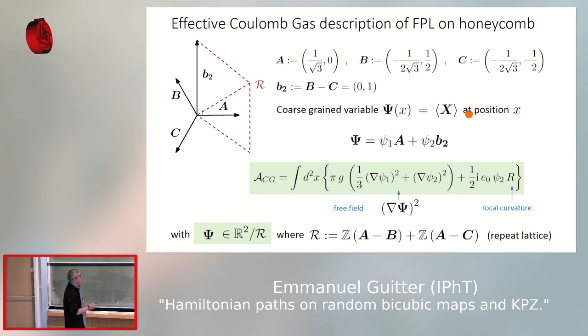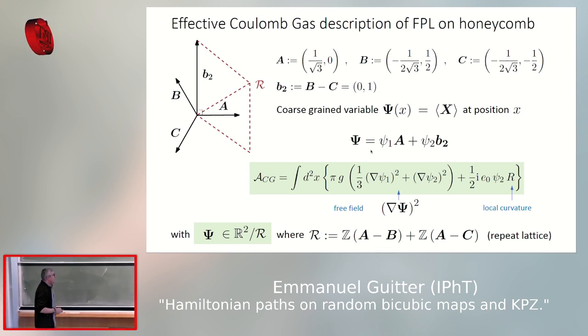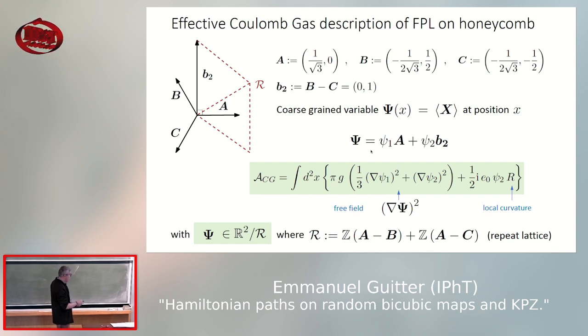It is the average of the height at position x, and instead of the symmetric ABC vectors, I am going to use the vector A and the vector B2, which is B minus C, which is orthogonal to A. So that's my two-dimensional basis: A and B2. A here has norm 1 over square root of 3, and B2 has norm 1. So whenever I write psi as psi 1 A plus psi 2 B2, then if I want to build the grad phi squared, I should put in one third here. This is just the grad phi squared, which describes the fluctuations of the height. And whenever you are at n equals zero, that's all you get. You get a free field.